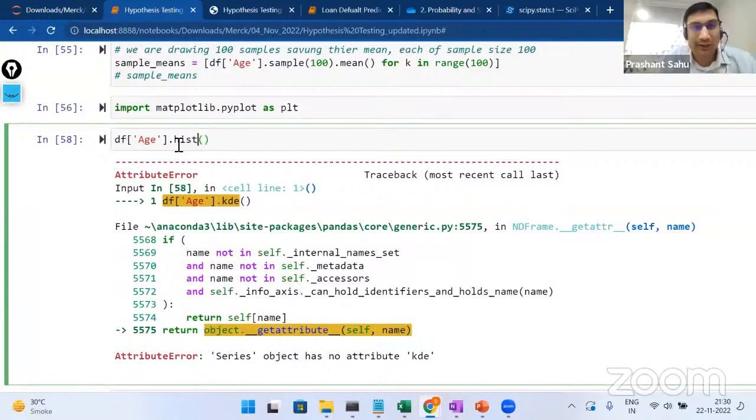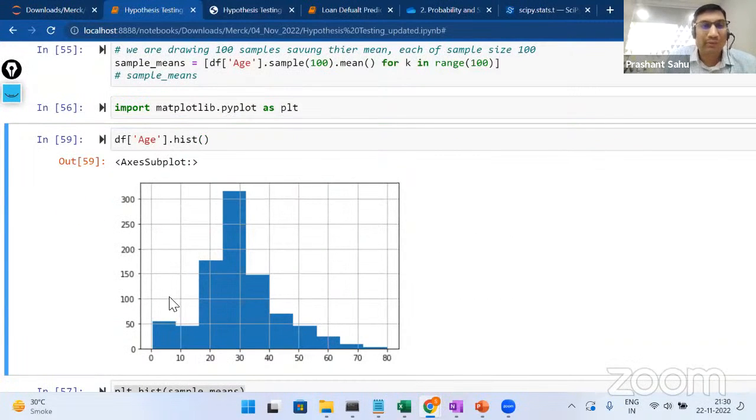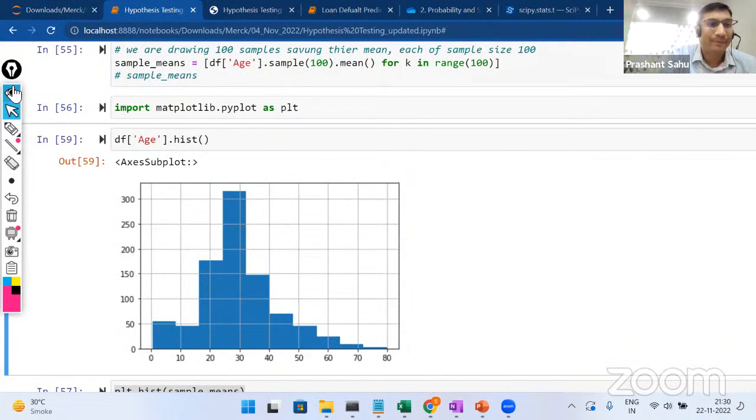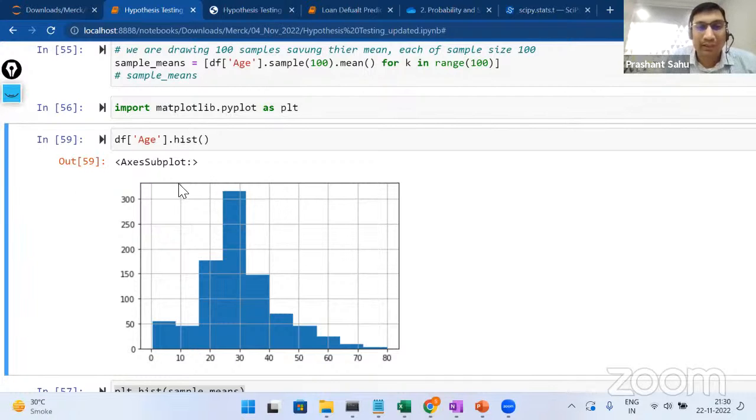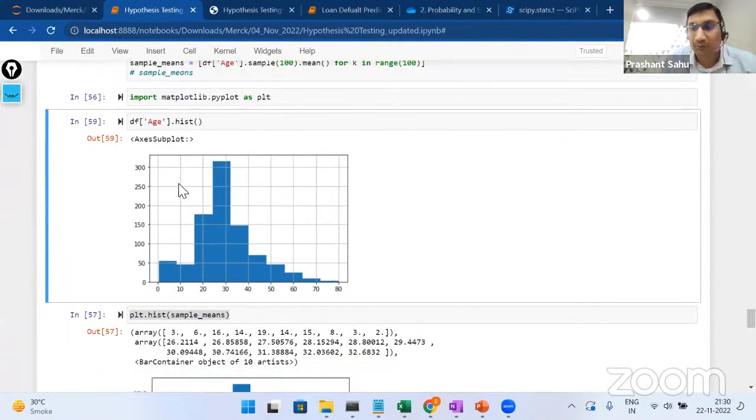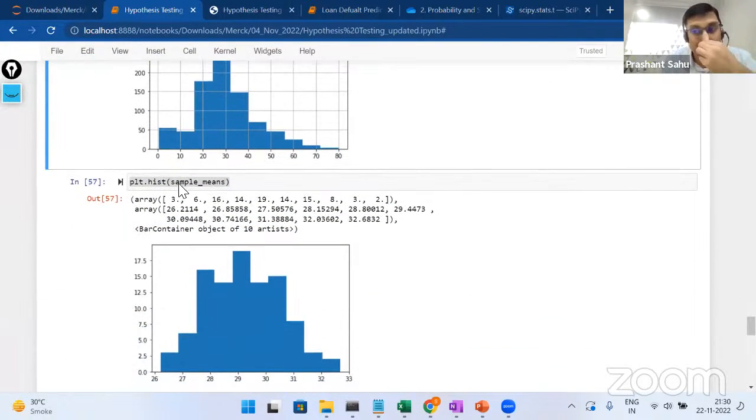Okay, let's take the histogram. From there also you can clearly see there is skewness. It is shifted to the right side, so it is not symmetric. So it's not a normal distribution actually. That is the population distribution. It is right skewed. Absolutely.